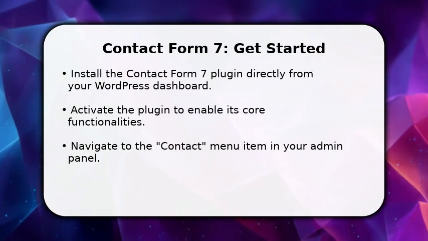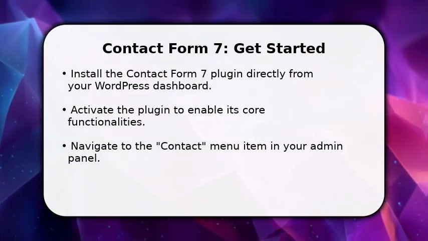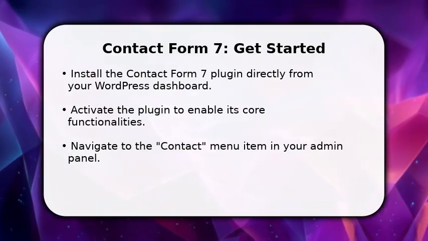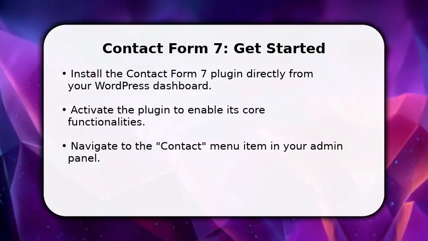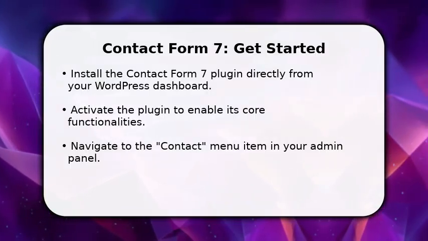In this video, I will show you how to use Contact Form 7 for WordPress. First, log into your WordPress dashboard. Then go to Plugins and click Add New. Search for Contact Form 7 and click Install Now. Once installed, make sure to click Activate to enable the plugin.